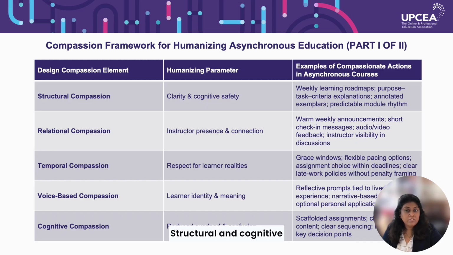Structural and cognitive compassion are about reducing confusion through clarity, scaffolding, and predictable rhythms. Relational compassion is how we show up through presence, checking in, and feedback, even when we are not meeting live. Temporal compassion acknowledges that adult learners have real lives, so flexibility is built in without lowering expectations.